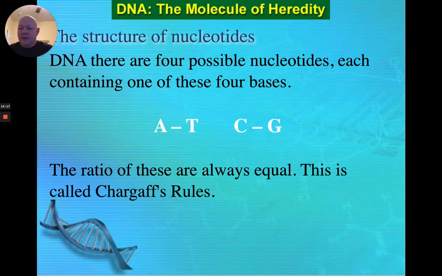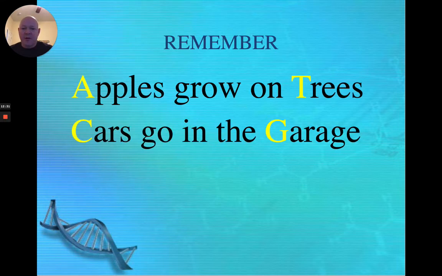We're now going to learn what's called Chargaff's rules. Chargaff's rules, basically, they're named after a guy by the name of Erwin Chargaff, who was a chemist, and he figured out that the ratios of A and T and C and G were always the same. And this is very important. So the way I came up with to remember this is, remember apples grow on trees and cars go in the garage. I'll say it again. Apples grow on trees and cars go in the garage. That's very easy to remember.